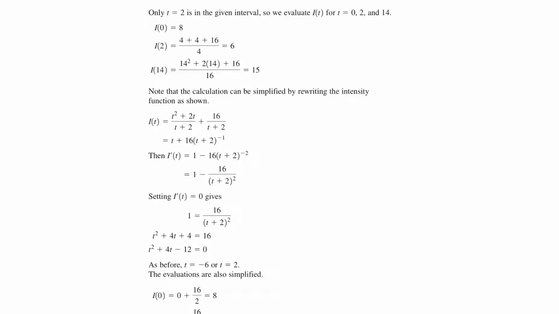Now, we'll look at the calculation in a different form by writing the function as t plus 16 over t plus 2 by splitting the numerator. And we can find the derivative, set it to 0, and find t equals 2. Same results, different form.